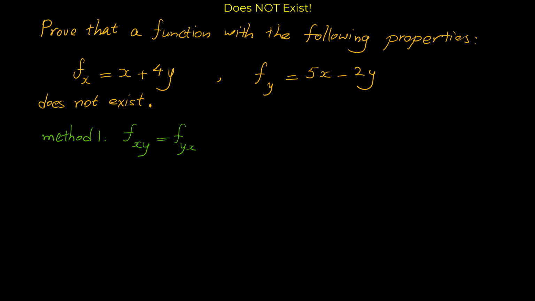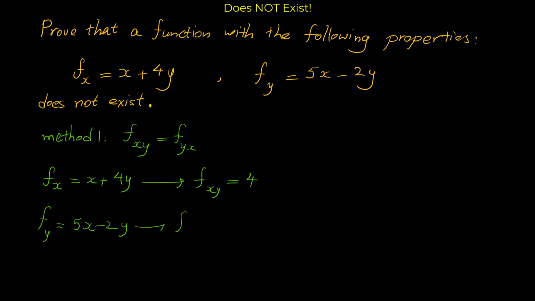We know that fx is this. So if fx is x plus 4y, what is fxy? What is the partial derivative of this with respect to y? The partial derivative of x plus 4y with respect to y is only 4, because the derivative of x is 0 with respect to y, and the derivative of 4y with respect to y is 4. fy is given as 5x minus 2y. From this, fyx, the partial derivative of fy with respect to x, is 5.